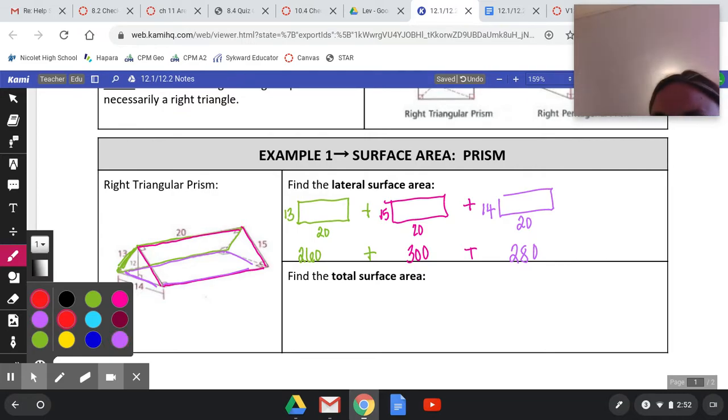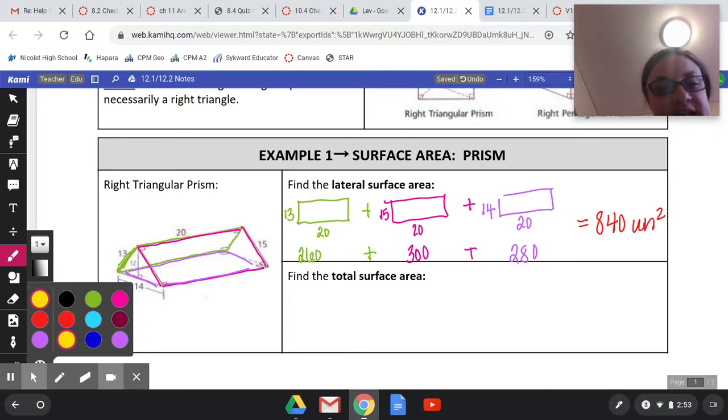So if I add all of those up, that gives me the total lateral area of 840 square units. If I ask for just the lateral area, there it is right there. It's 840. That's just going around the sides. Then I need to find the total surface area. The only part that I'm missing for the total surface area is these bases.